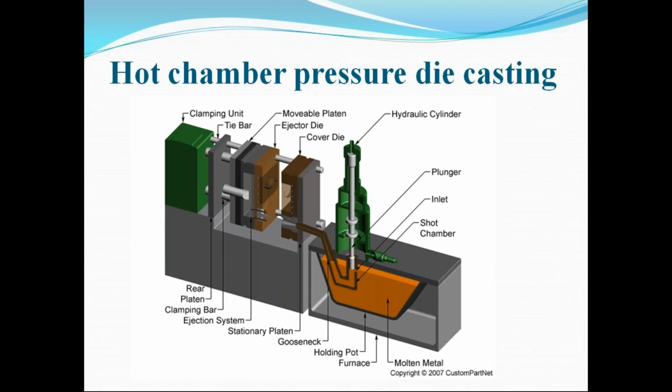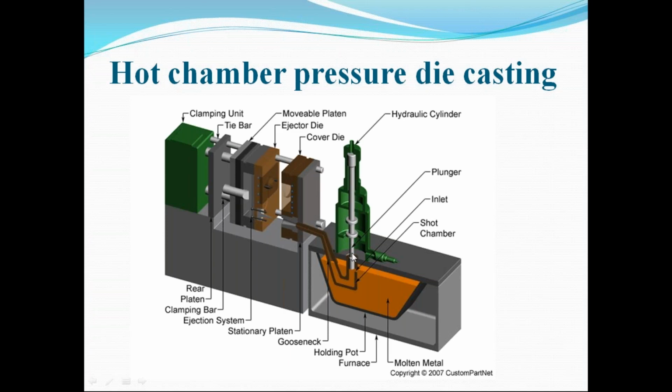And the next one is hot chamber pressure die casting. Here the specialty is the furnace. This is part of the machine. Here you can find the refractory lining for withstanding a higher amount of temperature. So this is the furnace, and in the machine itself, melting happens.